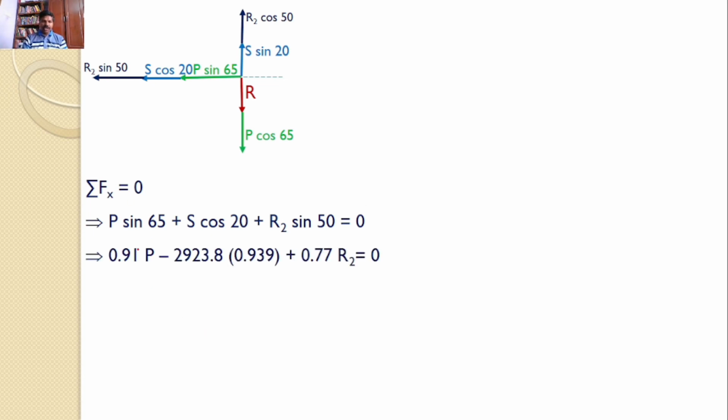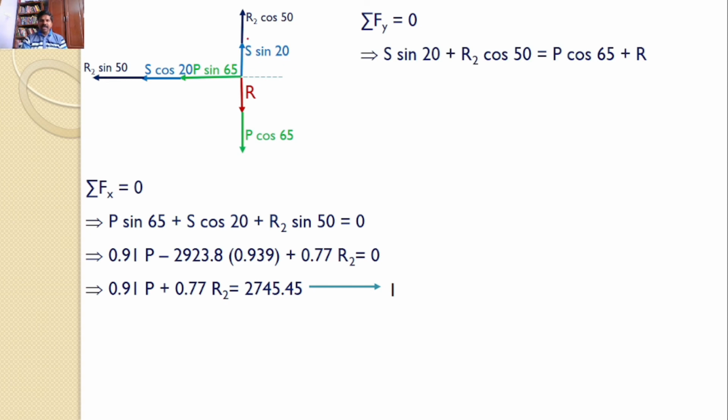Sin 65 is 0.91, so 0.91 P. S value is minus 2923.8, so minus 2923.8 into 0.939, plus sin 50 is 0.77, hence 0.77 R2 is equal to 0. Upon simplification, you will get one equation in terms of P and R2. Take sigma Fy is equal to 0. So you will get S sin 20 plus R2 cos 50 is equal to P cos 65 plus R.